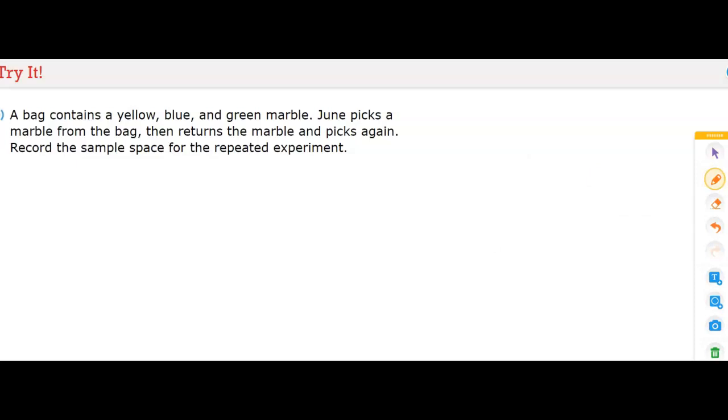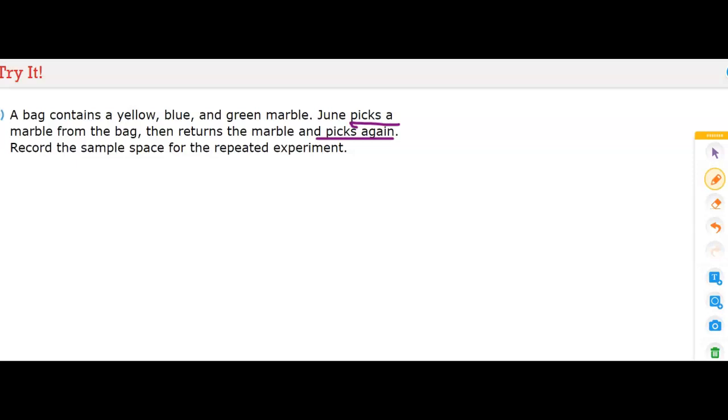Now first, it says June picks a marble from the bag, then returns the marble and picks again. So how many times is she reaching her hand into this bag? 2. She picks first time and then she picks again. So that's 2 times. So from those 2 times, she has how many options? 3. She has 3 possible outcomes, which is yellow, blue, and green. So in my organized list, I'm going to show what her outcomes can be. First, I'm going to use abbreviations for the colors.